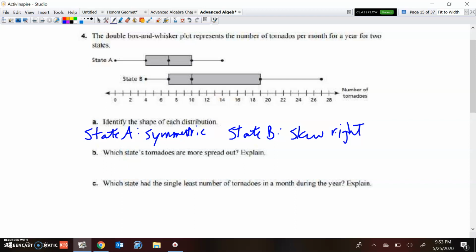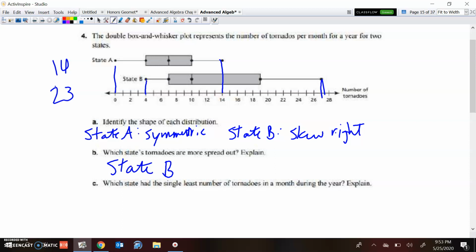Next, which state's tornadoes are more spread out? Well, that's going to be state B. If I look at the range, it's about 27 minus 4, so it's 23, whereas the range of state A is 14 minus 0, 14. So the range shows that state B is more spread out. I would explain that in words, I'm just not going to write it all out.